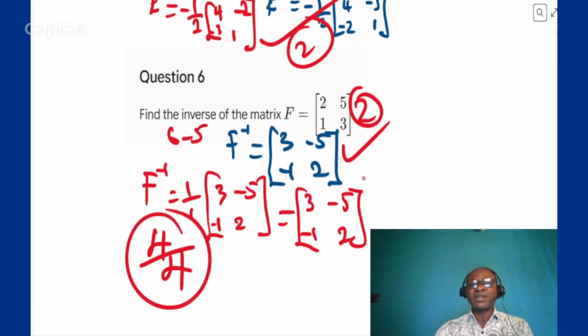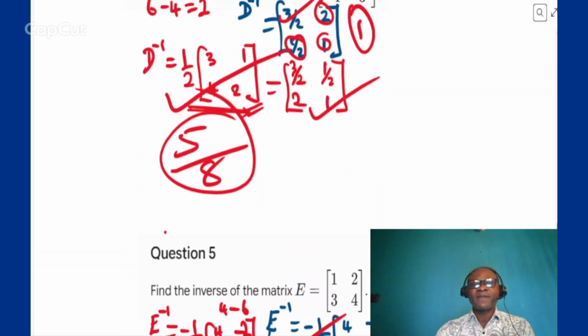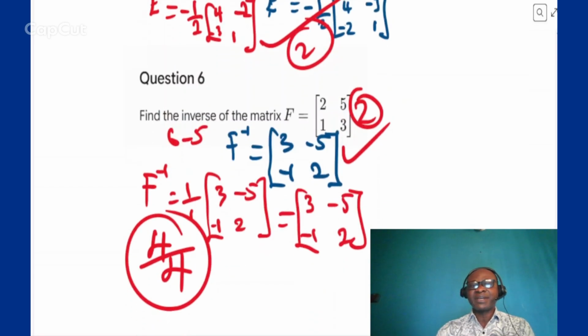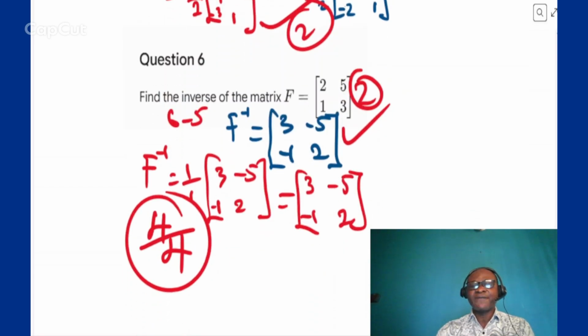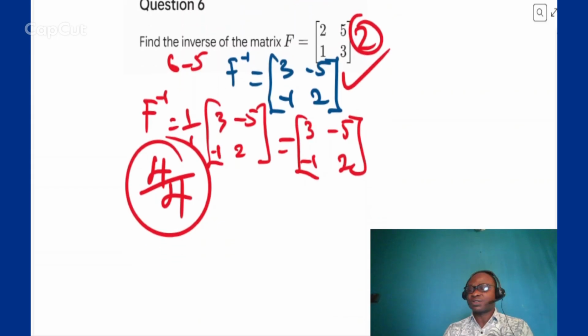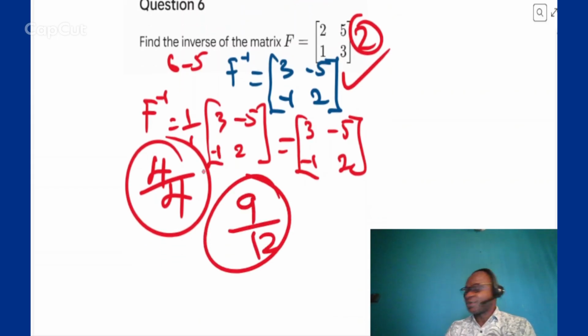So let's add up your scores. In the first one, what did you get? 5 out of 8, okay? And this one is 4 out of 4. Therefore, that will give us a total of what? 9 out of 12. 9 out of 12, making your percentage performance today become 75.